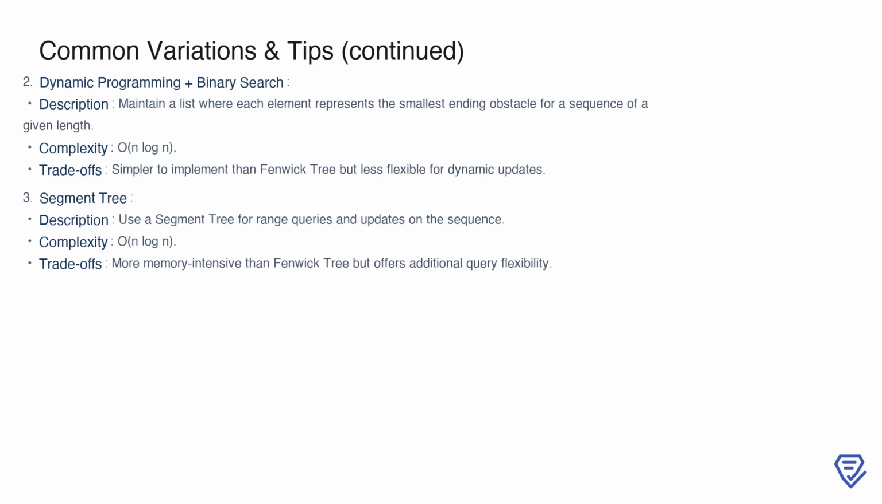Alternatively, you could use a segment tree for range queries and updates on the sequence. While this approach offers more flexibility, it's more memory intensive than a Fenwick tree. Each of these methods has its trade-offs, so the choice of approach often depends on the specific requirements and constraints of the problem you're solving.